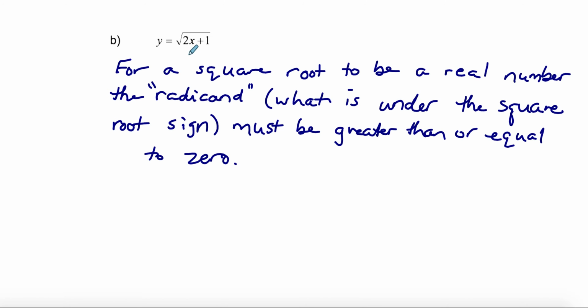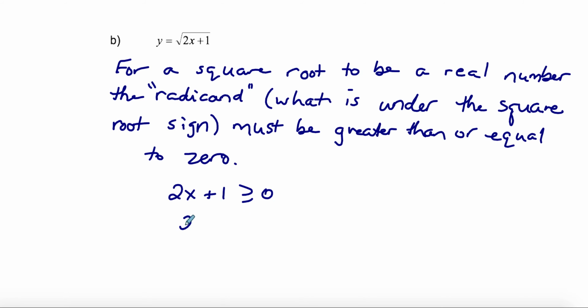That is also called the radicand. The 2x plus 1, whatever's underneath the square root sign, is called the radicand, and it has to be greater than 0. Or it could also be equal to 0. We could take the square root of 0, which is 0, and that's okay. So we know that 2x plus 1 has to be greater than or equal to 0.